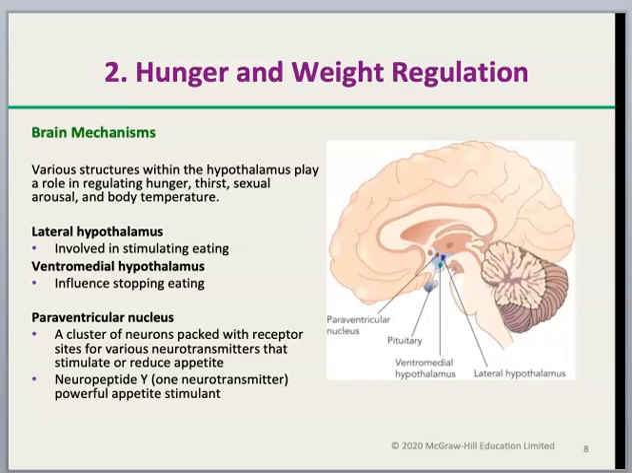The paraventricular nucleus is a cluster of neurons packed with receptor sites for various neurotransmitters that stimulate or reduce appetite. Okay, so it's sitting there, just covered in these receptor sites waiting for different neurotransmitters to come along and either say start eating or stop eating. One such transmitter is neuropeptide Y, which is found to be a very powerful appetite stimulant. And of course, we're going to talk more about that.